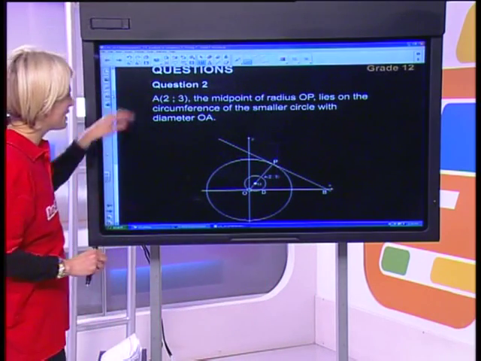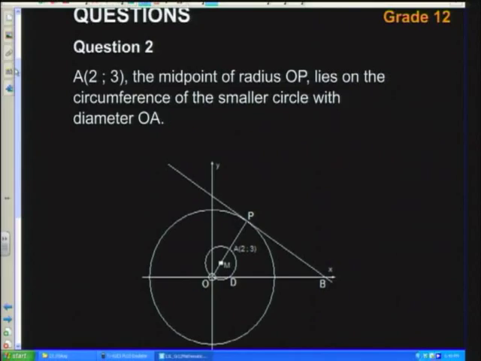Right. So the question says that A, which is the point x is 2, y is 3. That's over there. Is the midpoint of radius OP. All right, so this is the midpoint. What I like to do if I know it's midpoint is I put those little lines there. So that means that the distance from O to M is the same as the distance from M to P.